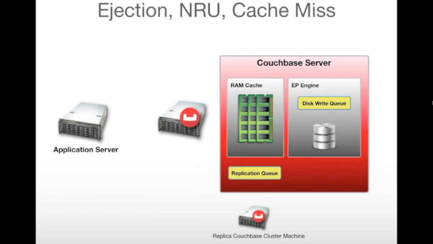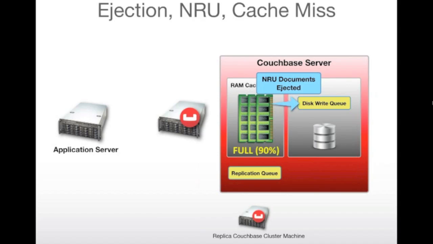So what happens when you actually use up your allocated RAM across your cluster for a particular Couchbase bucket? A bucket is a database in Couchbase. What we do is, when we get to about 90% of your bucket quota of RAM, we look at the not recently used list and begin ejecting from RAM. We eject values from RAM, not the metadata and keys, but values.